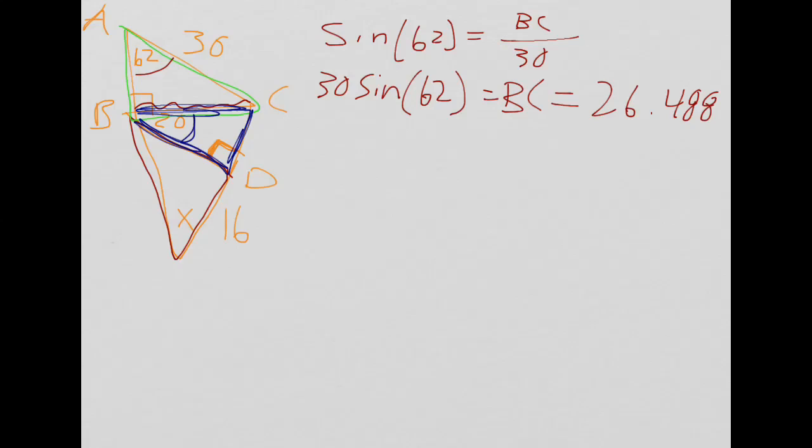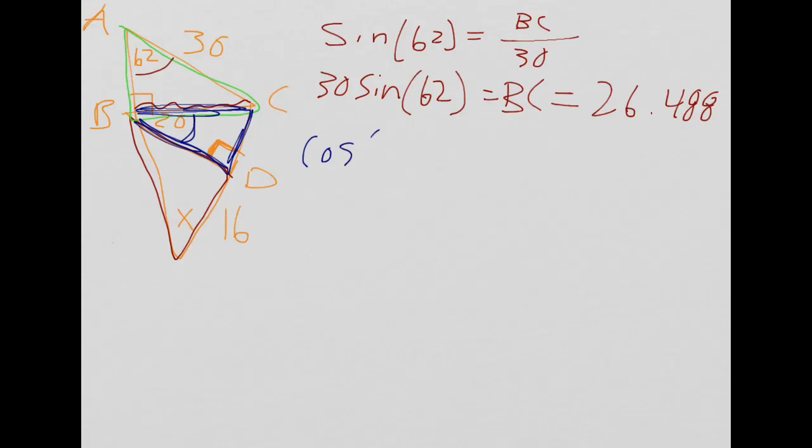We know the angle is 20. We know the hypotenuse is 26.488. And now let's go ahead and find side BD, because that is shared with that last triangle, which is what we're looking for. So set up a relationship. We know the hypotenuse, that's what we just found. We want to know the adjacent side to angle 20. So adjacent and hypotenuse is cosine.